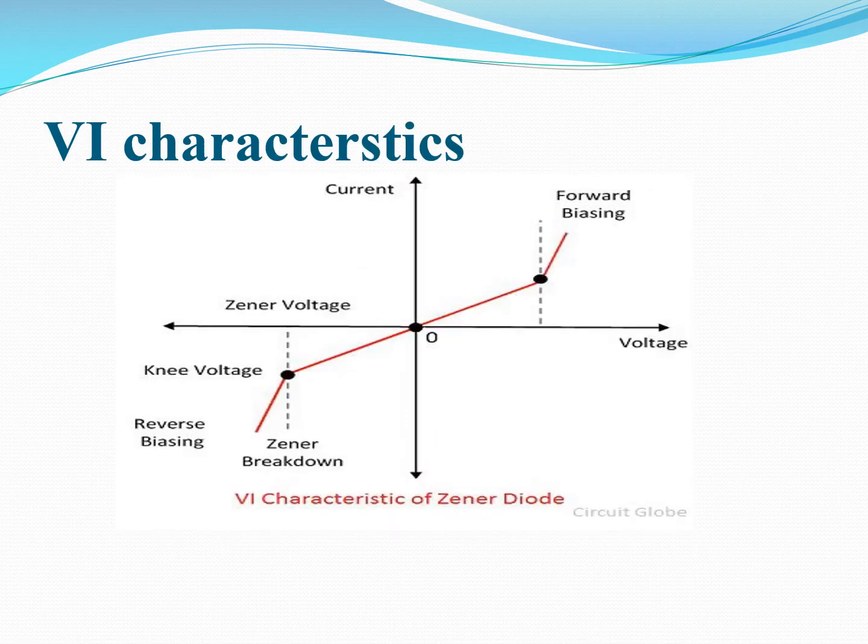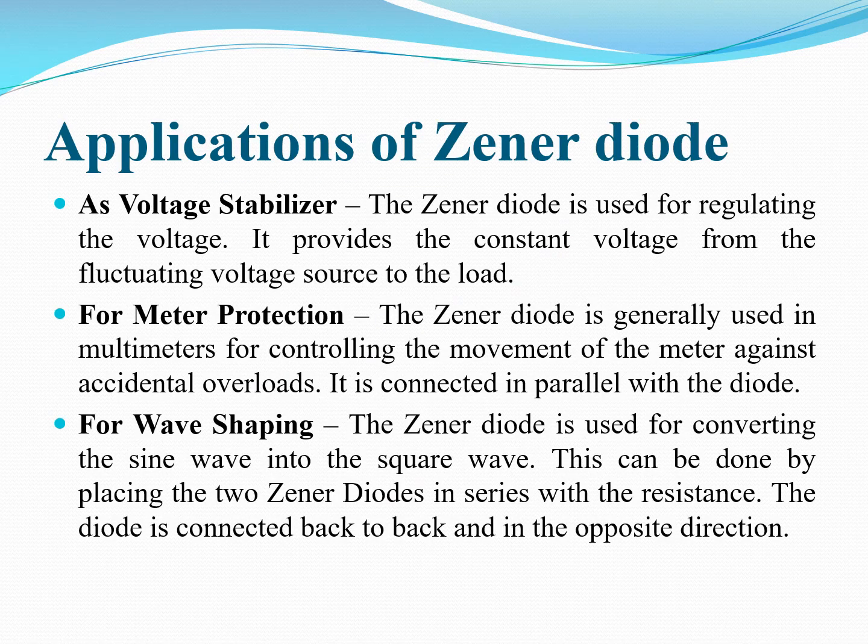This is the VI characteristics. V means voltage and I means current. VI characteristics are used to see the level of voltage and current. These are some applications of the Zener diode. Number 1, Zener diode is used in voltage stabilizers. Number 2, Zener diode is used for meter protection. Number 3, Zener diode is used for wave shaping. It means you can change your wave shape. If you have a sine wave, you can convert it into a square wave or triangular wave.